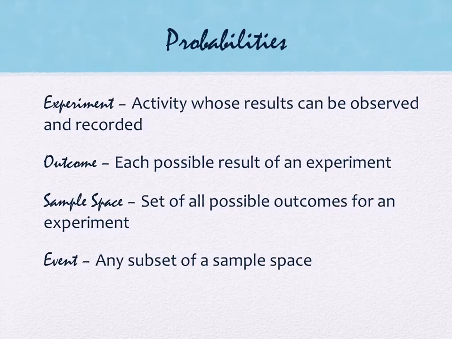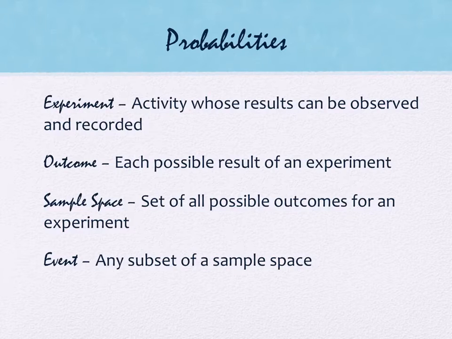The first thing we're going to refer to is something called an experiment. Certainly a scientific experiment is an experiment, but there are other kinds of experiments as well. Our general term is simply going to mean an activity whose results can be observed and recorded. So an experiment could be rolling dice. An experiment could be predicting the weather, those kinds of things.